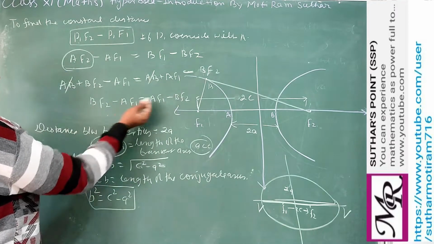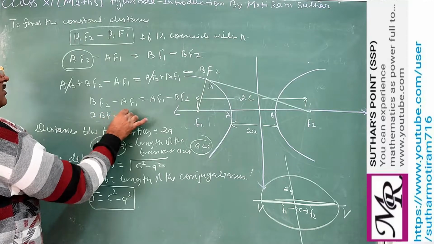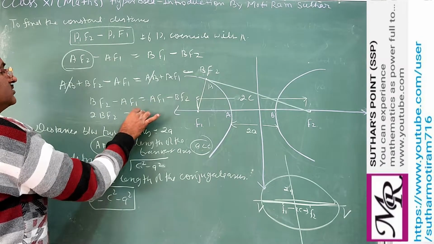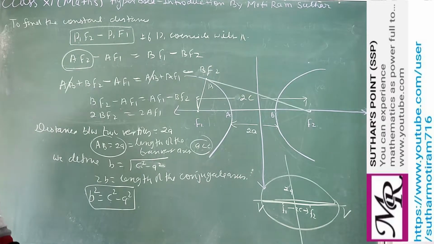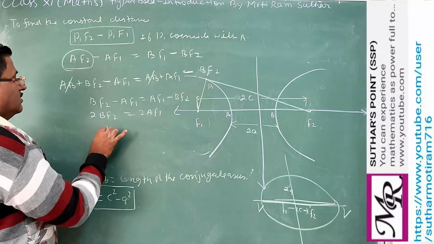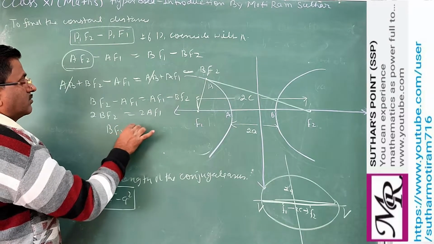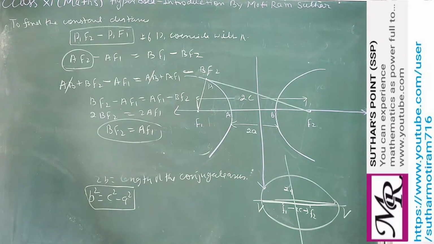Now transfer BF2, then twice BF2 equals twice AF1. So we get a very important result that BF2 equals AF1. So what result did you get? BF2 equals AF1.